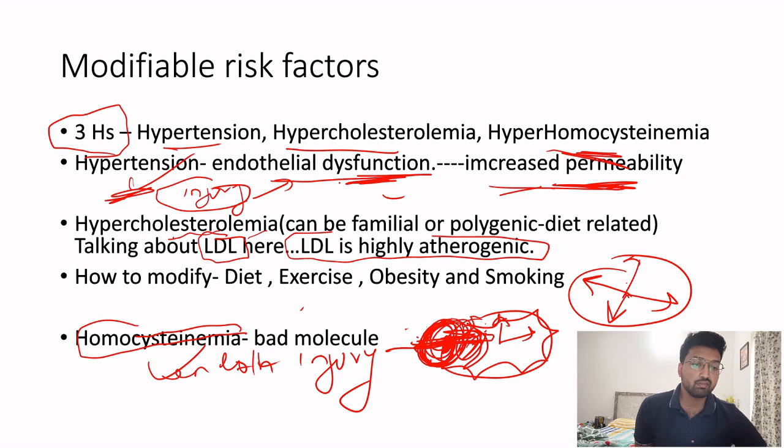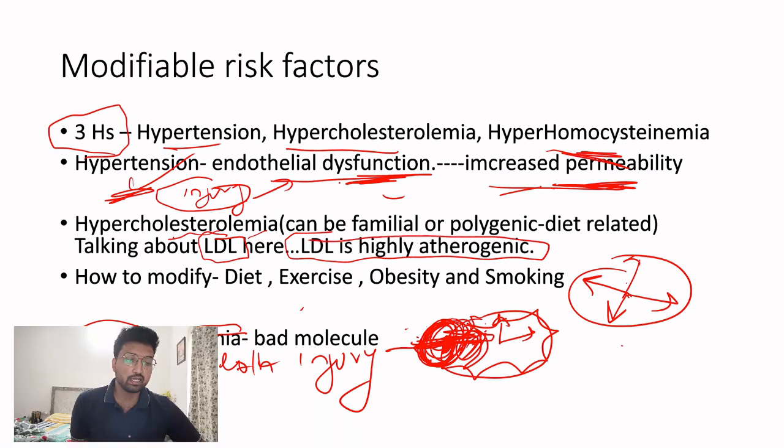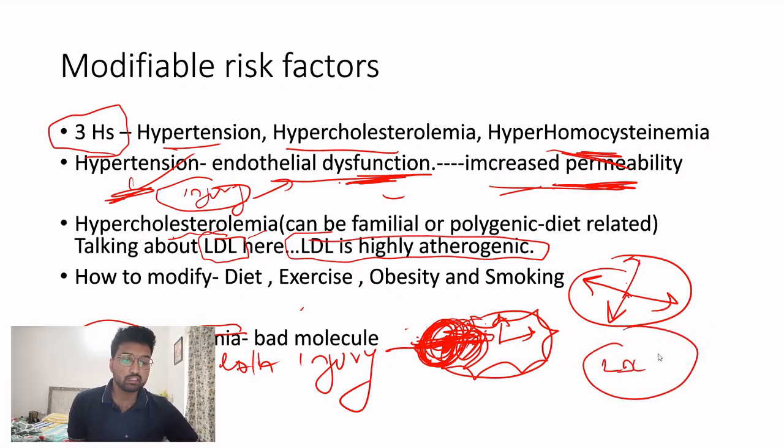So this is a vessel and LDL is very high in the blood. This starts going from inside to outside, and just like other things, it will lead to formation of plaque. So the 3H are hypertension, hypercholesterolemia, and homocystinemia.